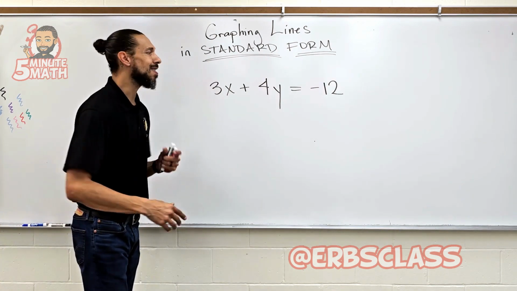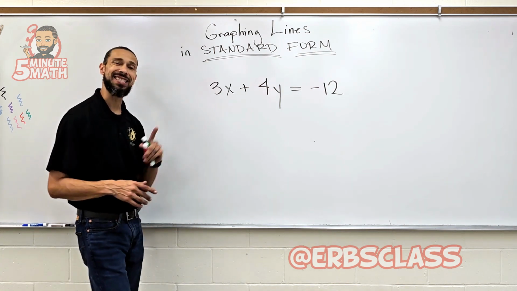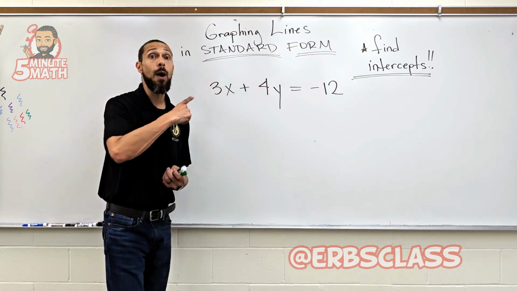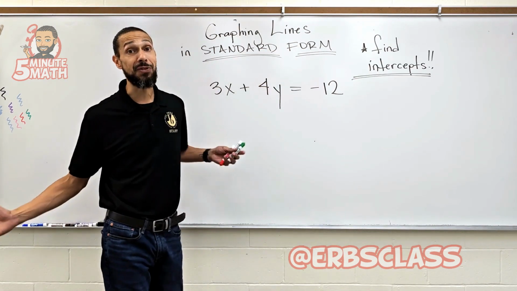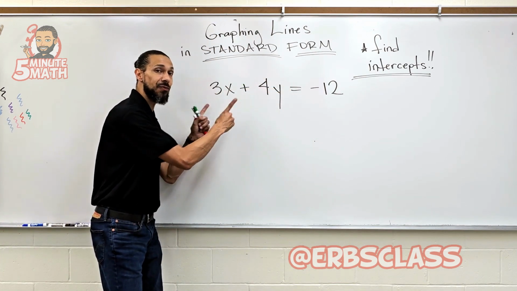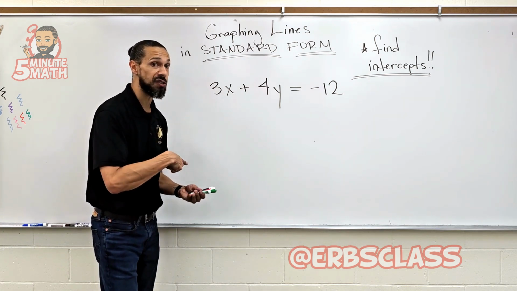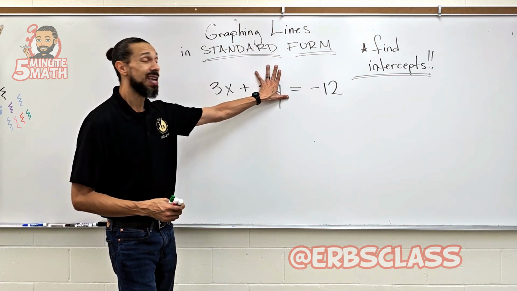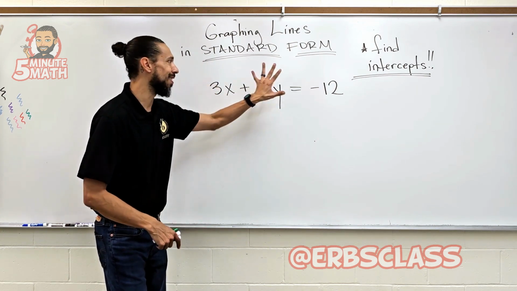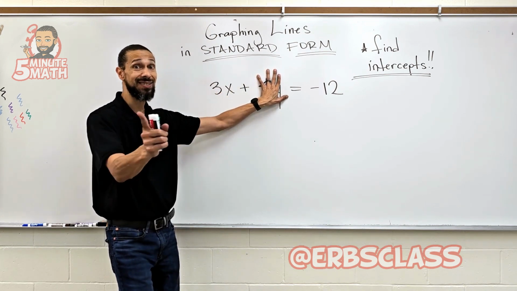Now, the quickest and easiest way I've found to graph a line that's in standard form is by finding the intercepts. There's a video about intercepts. Please check that out. It's going to take you 5 minutes, but here's a quick summary. To find the intercepts in standard form, we use the cover-up method. Remember, to find the x-intercept, we said y equals 0. When y equals 0, that term is gone. 4 times 0 is 0. It's out of here.